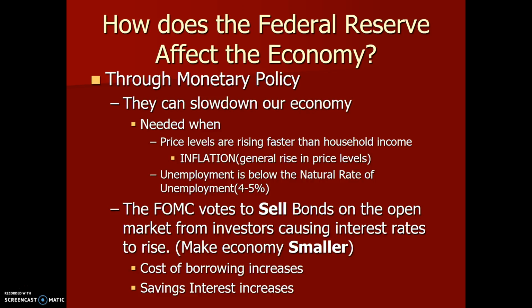When our economy is growing too fast, we may need to slow it down, and this is needed when our price levels are rising faster than household income, and we call this inflation. This is the general rise in price levels. Also, when unemployment is below the natural rate of unemployment, when it hovers below 4 or 5%. When this is happening, the FOMC votes to sell bonds on the open market to investors, causing interest rates to rise, making our economy smaller. This causes the cost of borrowing to increase and saving interest to increase. This is going to discourage people from buying and slow down our economy, to lower price levels and to get unemployment more stabilized.